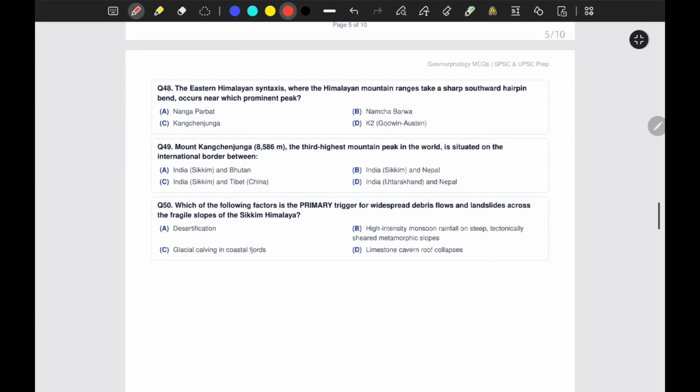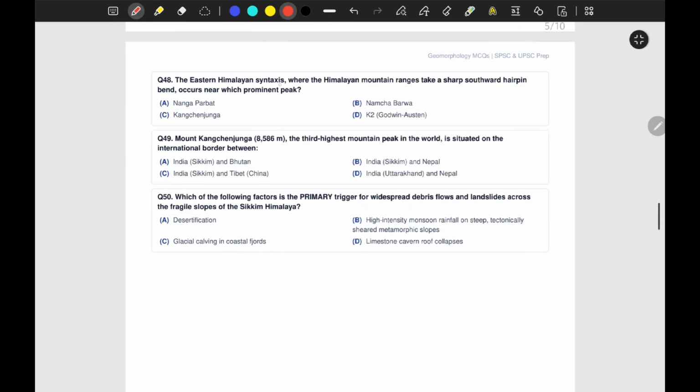Question number 48. The eastern Himalayan syntaxis, where the Himalayan mountain range takes a sharp southward hairpin bend, occurs near which prominent peak? This is also known as a syntaxial bend. Syntaxial bend is a keyword. It is important to remember this keyword. Nanga Parbat, Kanchenjunga, Namcha Barwa, or Godwin Austen? Which one is it? The correct answer is option B, Namcha Barwa.